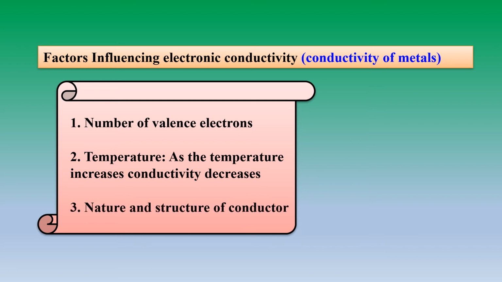The third one is nature and structure of the conductor. Here the structure of the conductor is also very important, because the conductivity depends on the length of the conductor. If the length of the conductor is more, then there will be more resistance for the flow of free electrons. That's why conductivity decreases if the length is increased.